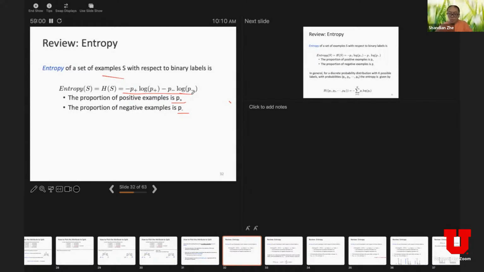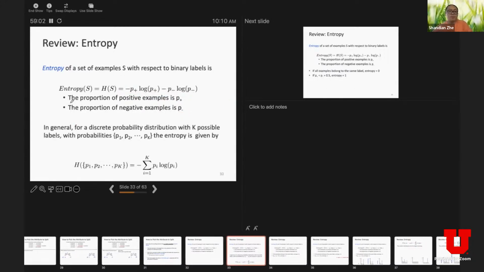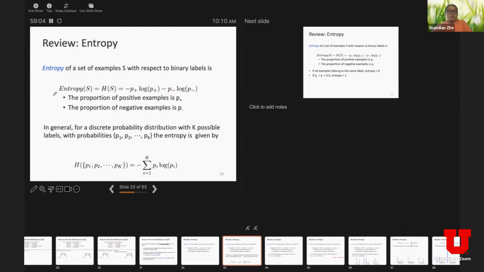And we can extend the entropy for binary labels to multi-class labels. Suppose you have K possible labels with probabilities P1 to PK. Then the entropy is given by the summation of negative Pi log Pi, where i goes from 1 to big K. That's the definition.